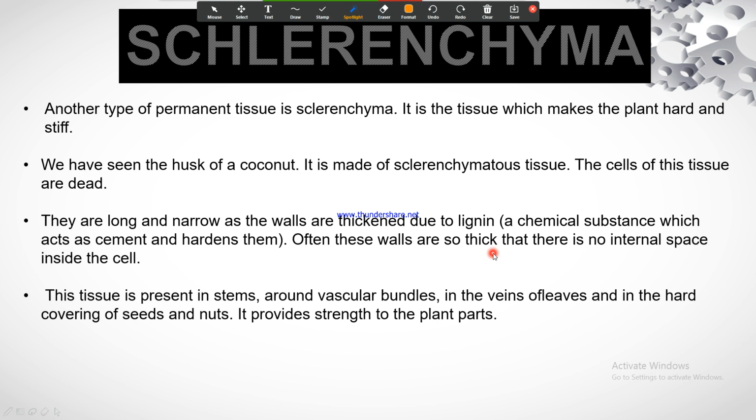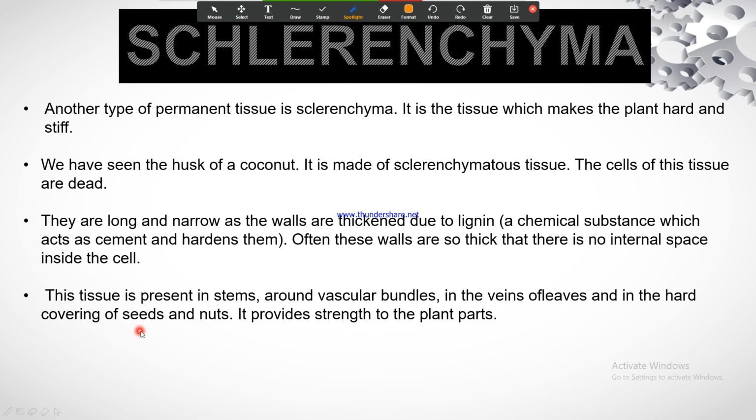Often these walls are so thick that there are no intercellular spaces. Have you understood? Because of this thickness, there is definitely no gap between one cell and another cell. So intercellular spaces are very few. Along with that, the internal space inside the cell can also be filled because of this lignin, which we'll see in the next slide.